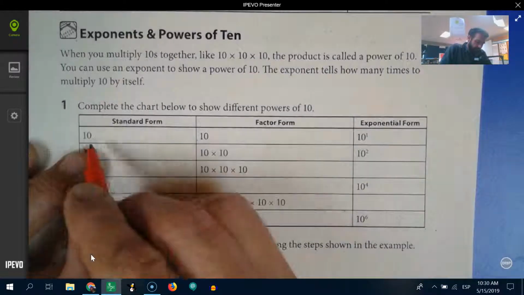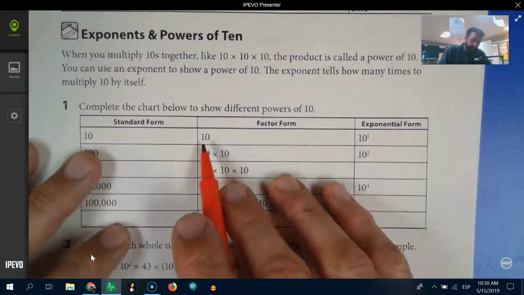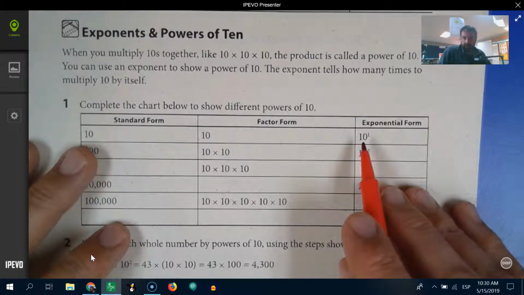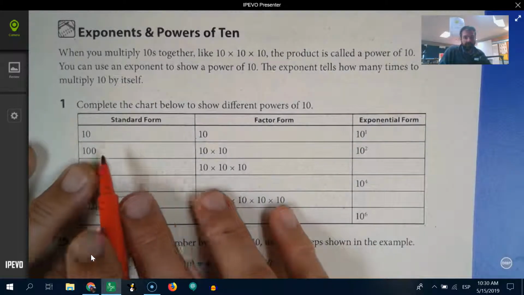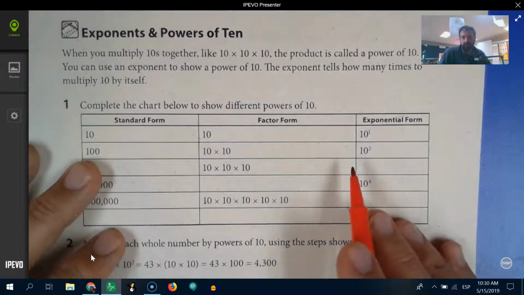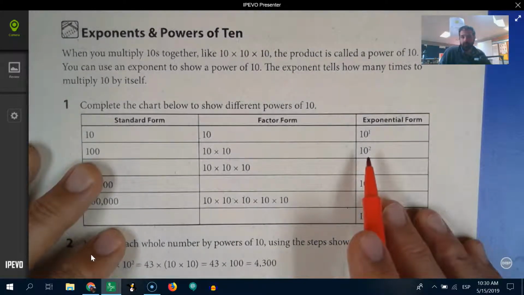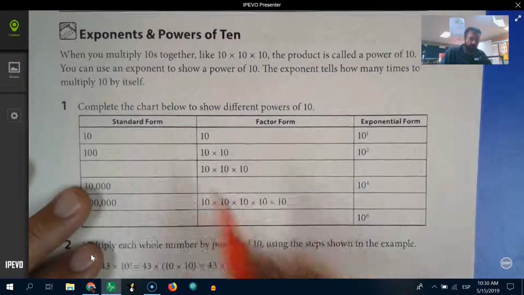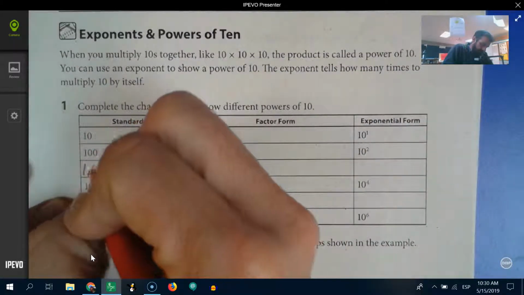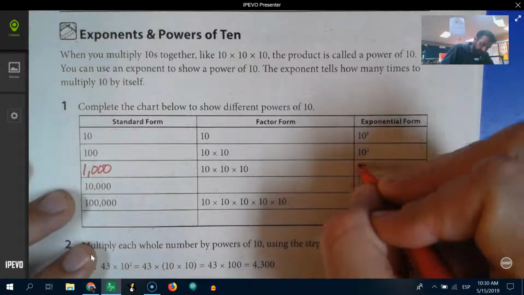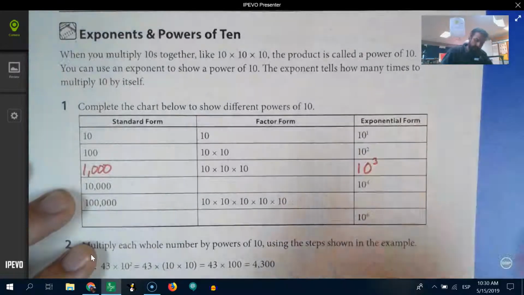So here's my standard form, 10, factor form 10, exponential form 10 to the first power. It's just 10, so we're not multiplying 10 by anything. Here we have 100, 10 times 10 is my factor form, and then my exponential form is 10 squared, so 10 squared equals 10 times 10, which equals 100. Here, if I'm following my pattern, this is 1,000. 10 times 10 times 10. My exponential form is 10 to the third power.